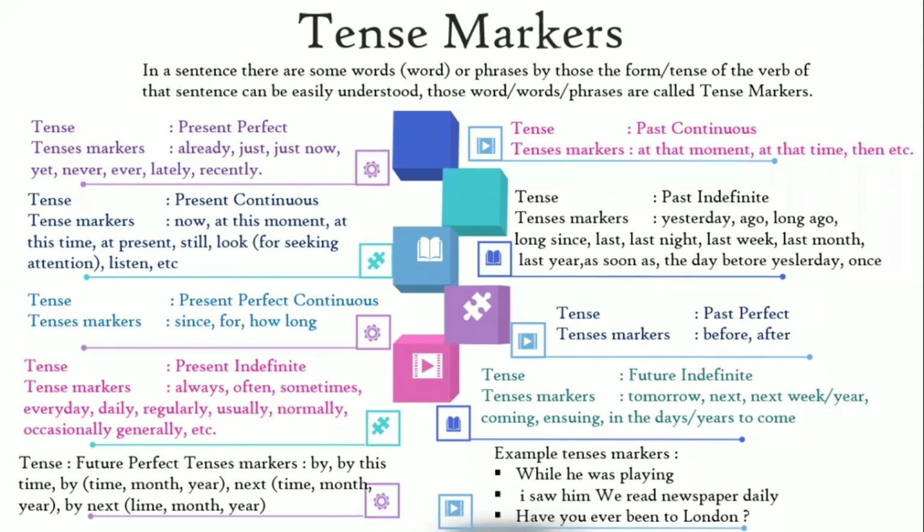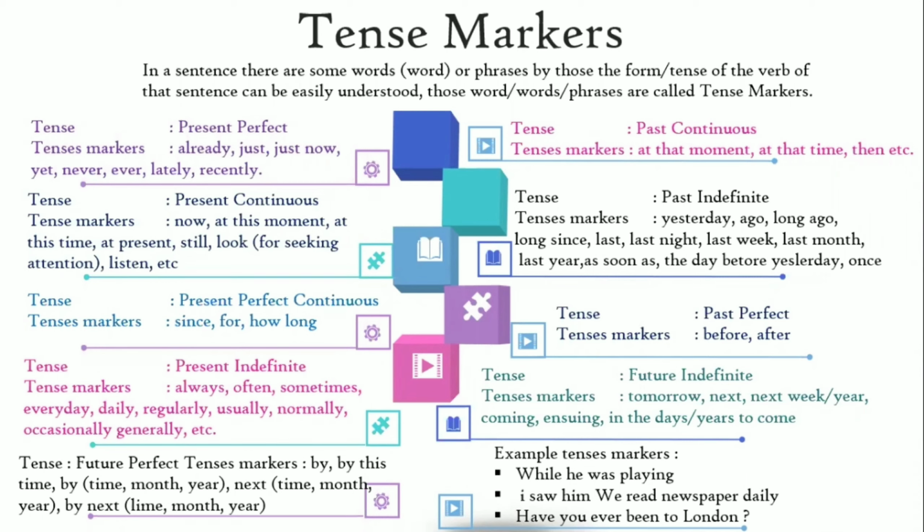5. Tense future perfect. Tense markers: by this time, by time, month, year; next time, month, year; by next time, month, year. And 6. Tense past continuous. Tense markers, for example: at the moment, at the time, and then.